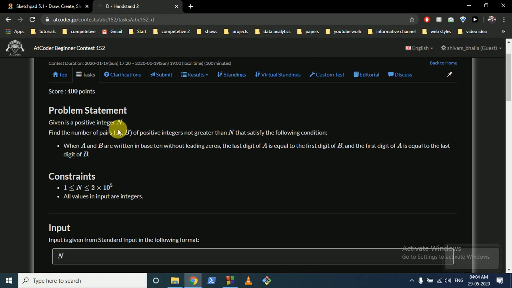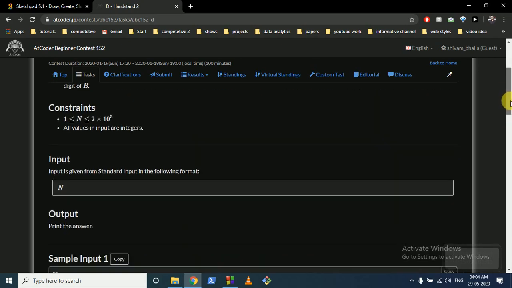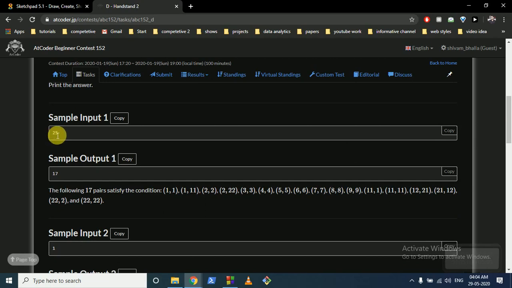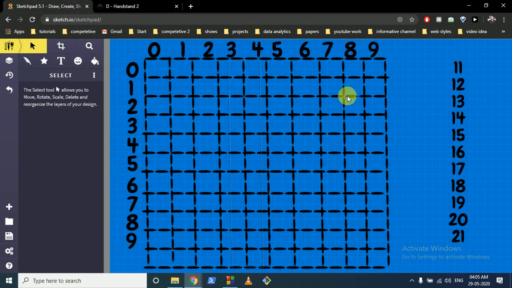So you actually have to form pairs in which the first digit of A is equal to the last digit of B, and the last digit of A is equal to the first digit of B, and you have to find out how many pairs there are. So up to n, if you write till 25, you can say 1 1 is there, 1 1, 2 2, 22, and so on. And so the answer is 70. So how can you find that out? Though it seems pretty complex, if you understand the logic, it is more clear.